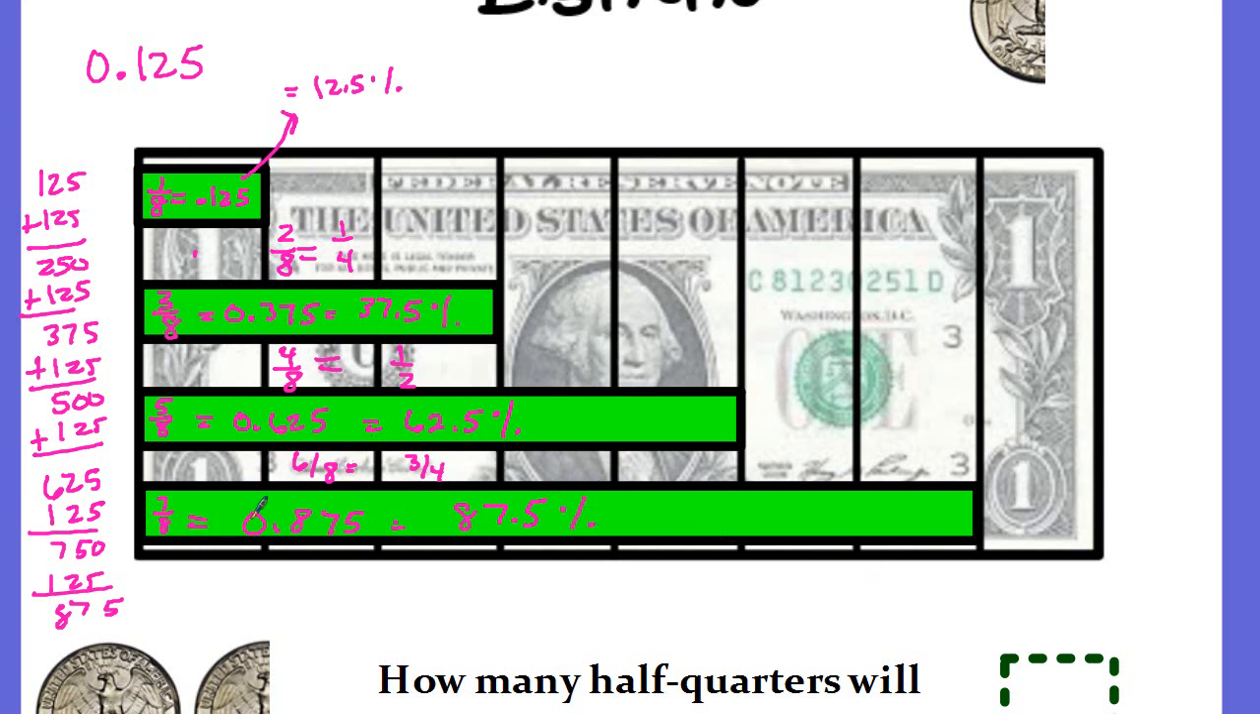Then if I were to shade the whole dollar, then I would have shaded 8 out of 8. So how many half quarters will make $1? Well, 1/8 is a half quarter, and there are 8 parts, so it would be 8.